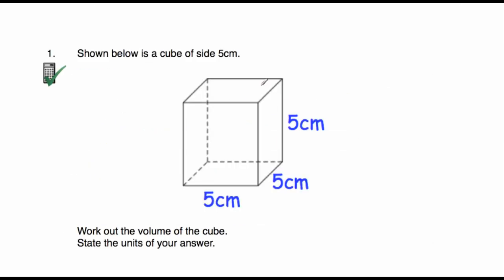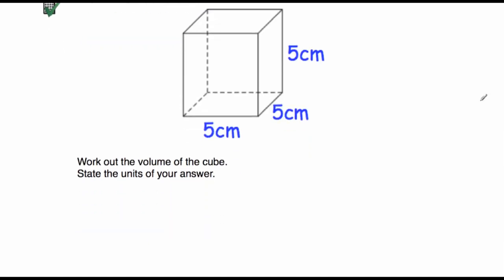Let's get started. So question number one. Question number one says, shown below is a cube of side 5 centimeters. So here you've got a cube and it's got a side length of 5 centimeters, so 5 by 5 by 5. And we've been asked to work out the volume of a cube. So to work out the volume of this cube, we work out the volume, which is the length times the width times the height. So we're going to do 5 times 5 times 5, and that'll tell us the volume of this cube. So the volume is equal to 5 times 5 times 5.